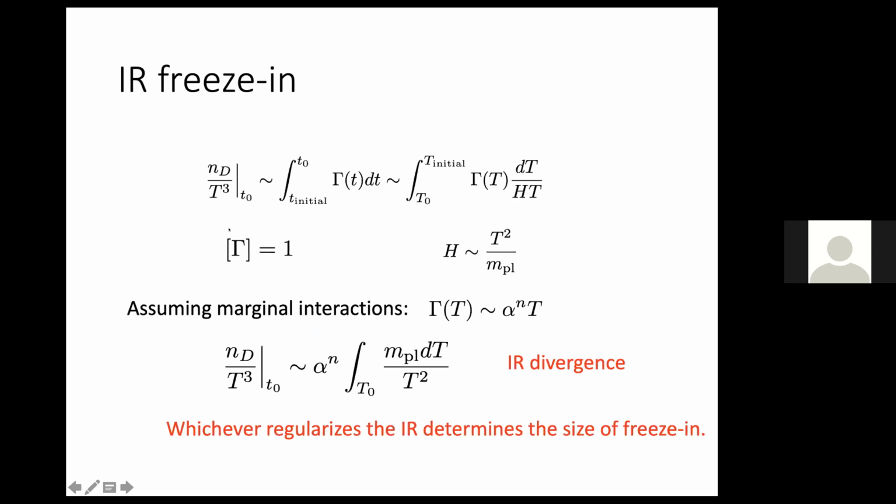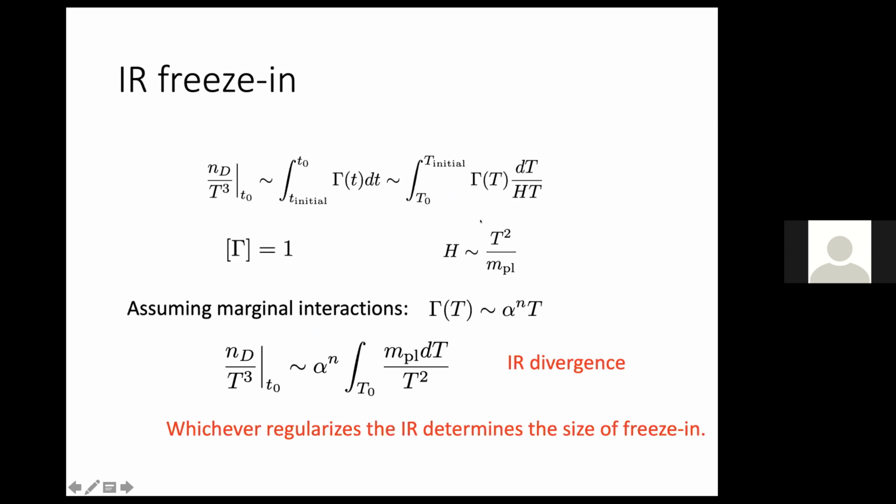It's actually natural for a freezing dark matter model to be IR freezing. Why is that? If we just introduce marginal interactions, so the theory is renormalizable, then this freezing is automatically IR freezing. The interaction is gamma, and the dimension of gamma is 1. And also there's H, and H is just T squared divided by M Planck.